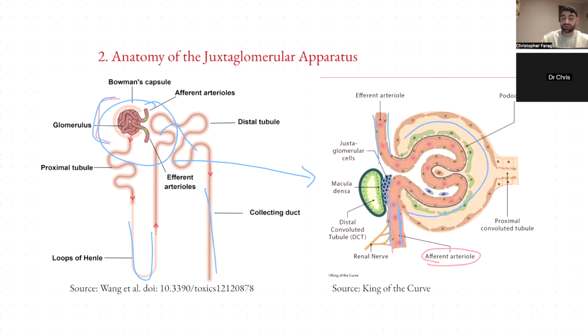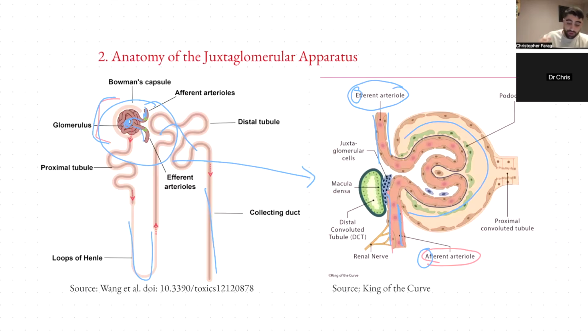Now, how do you remember which one comes first? The classic way to remember that is alphabetical order. A comes before E. So in other words, the afferent arteriole is before the efferent arteriole. Okay, so that's this bit over here, so afferent going into the glomerulus, coming out as the efferent.